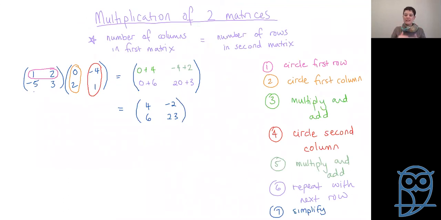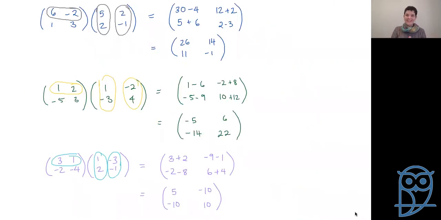Okay, so when it comes to multiplying matrices, it is really important that you get yourself happy with that systematic working through. Circle, circle, multiply and add. Circle, multiply and add. Next row, repeat. If you've got more rows and more columns, carry on all the way until you've filled up your new answer matrix, and then you simplify with all the additions and/or subtractions, depending on whether you've got positive or negative numbers, and you get your final answer.